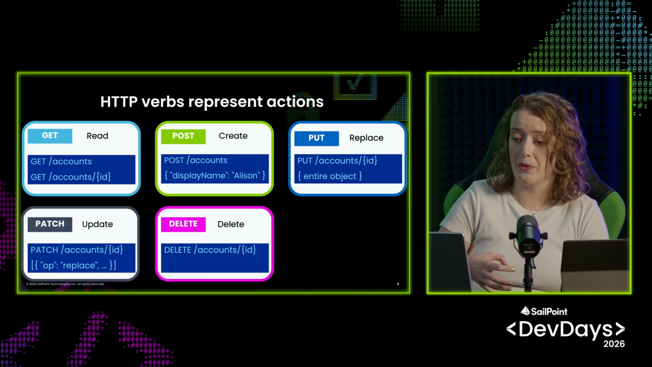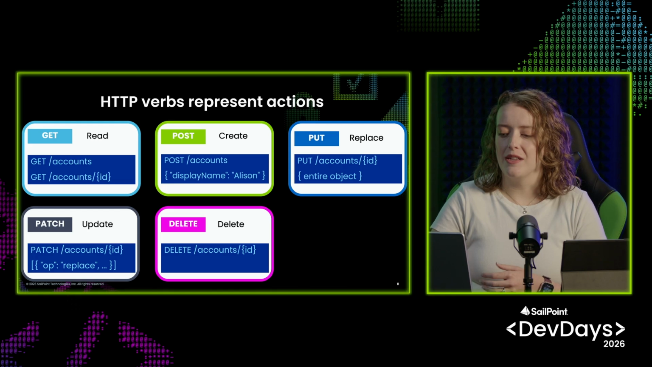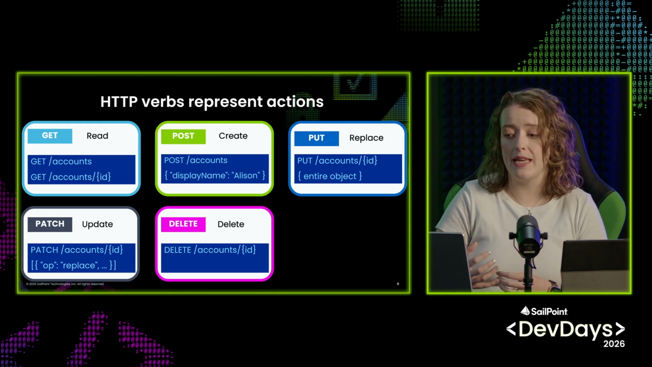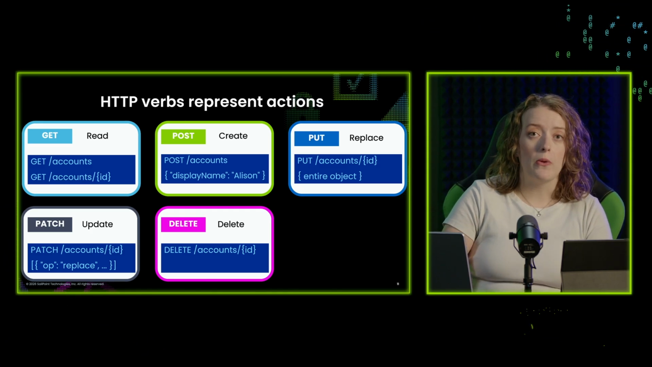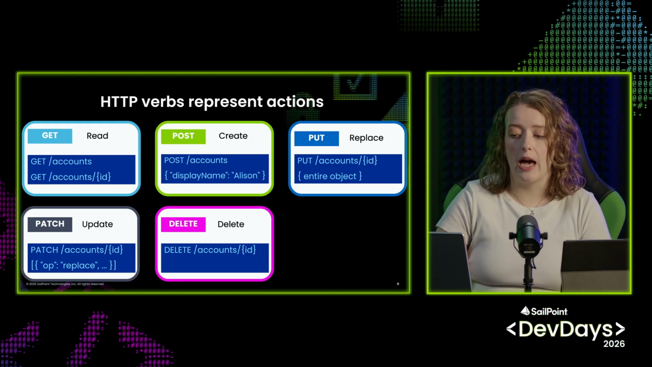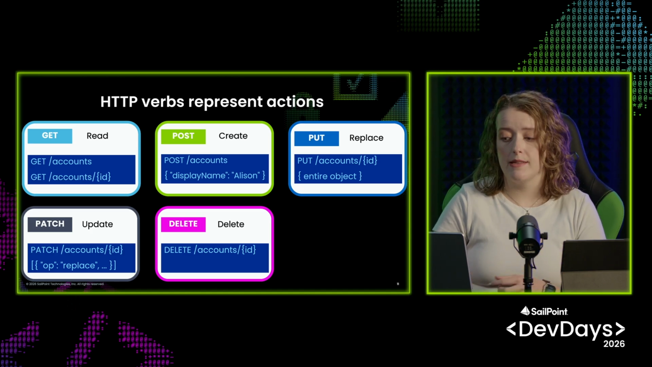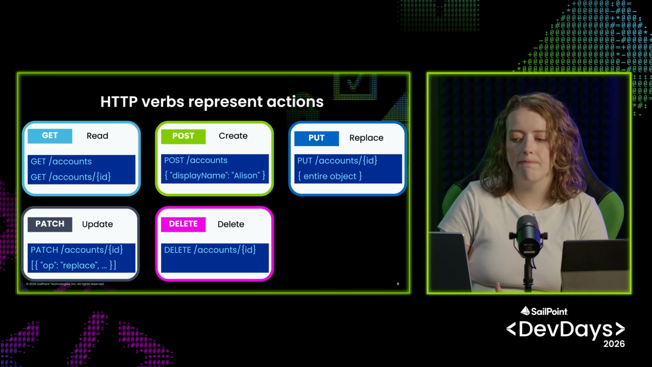Now, actually in the green is POST. POST means create. And creating means that you're creating a new resource, or in some cases, it's actually executing an action. For example, in the blue box, POST to /accounts creates a new account. And you'll find in the body below that, displayName is Allison.